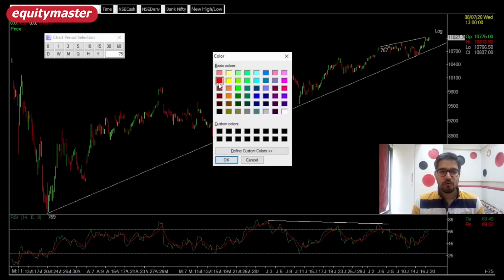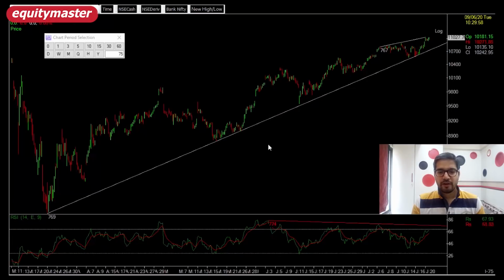It is forming lower tops when the price is forming higher highs and higher lows. So this is a classic example of a bearish divergence. A divergence acts as a warning signal.